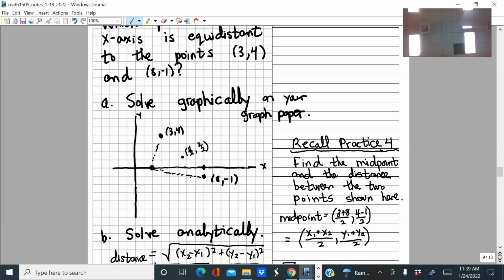Don't put something down there. Don't make your estimate.